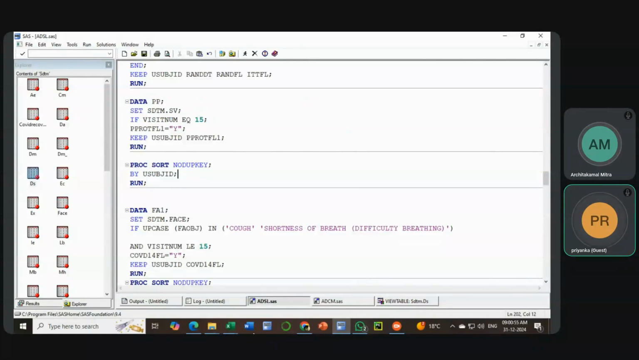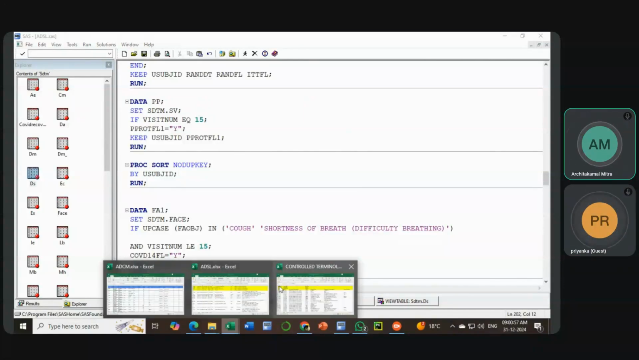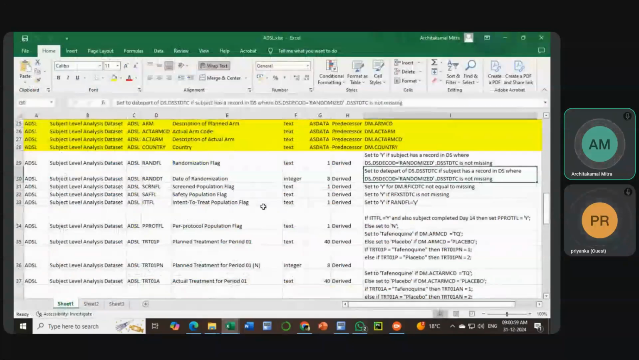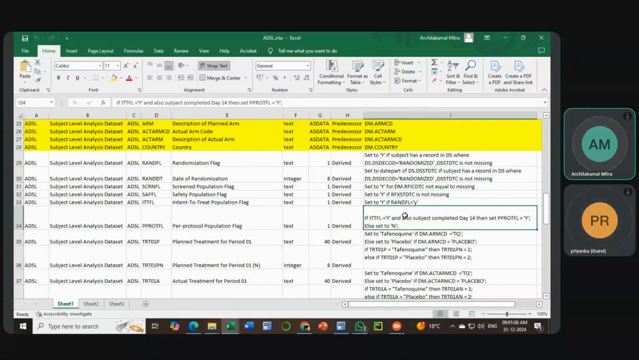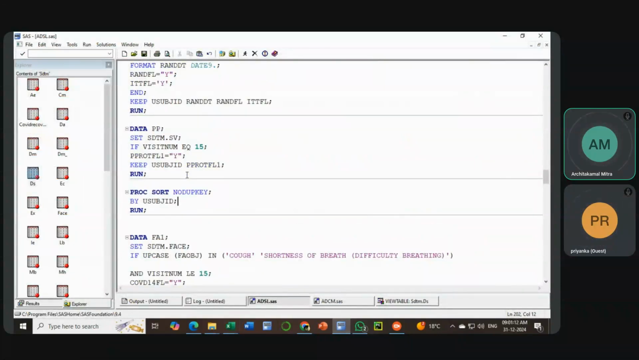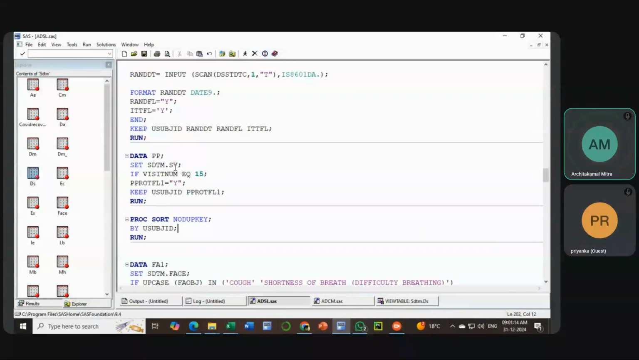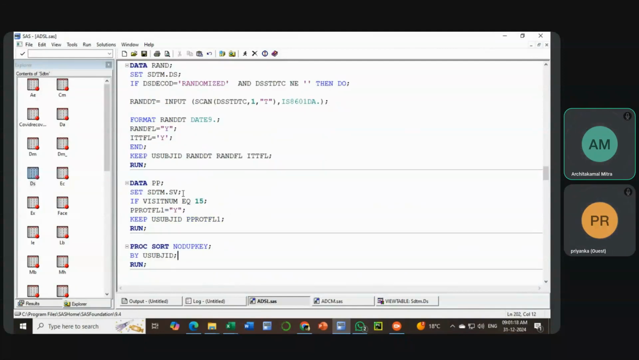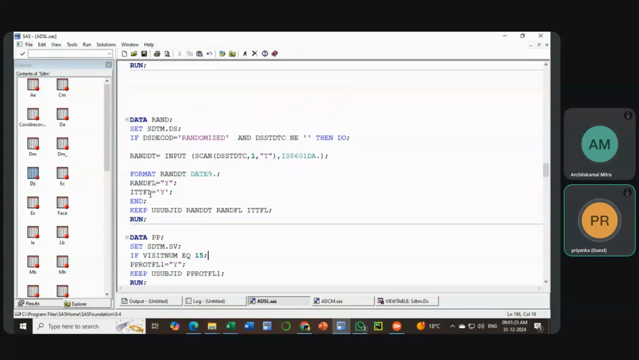I think this formula is a little bit not correct. Why? I'll tell you. Because if you see here, per protocol, if ITTFL equal to Y and also subject completed day 14. Okay, if ITTFL equal to Y and also subject completed day 14. Yeah, they did not mention. Maybe the same dataset they took. But subject visit, if you see here, if visit number equal to 15 then per protocol Y, no, it has to be if ITTFL also equals Y.